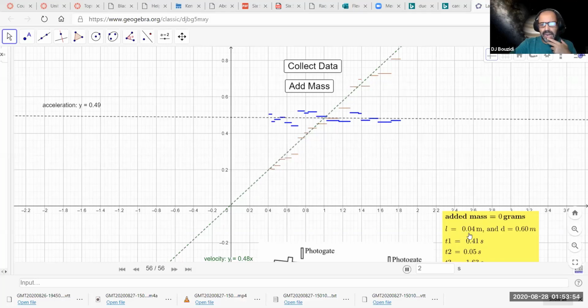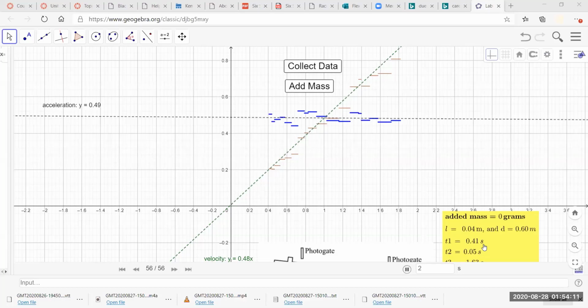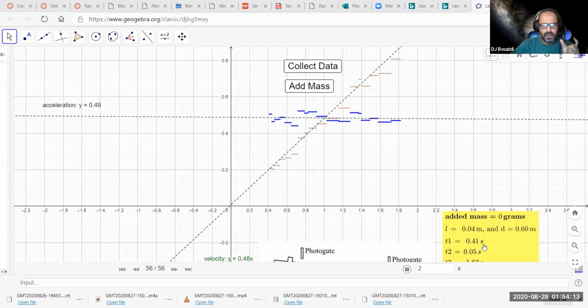So L is 0.04 meters. That means it's 4 centimeters. And D is 60 centimeters, which means 0.6 meters. So it's already converted for you. T1 is 0.41 seconds. Again, it takes longer for the first time through the first photo gate, and T2 is 0.05 seconds. So all of this data is going to go on my tables.